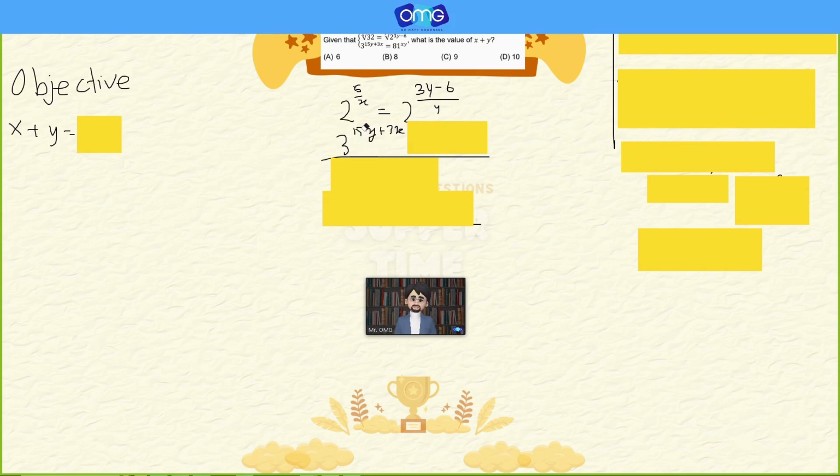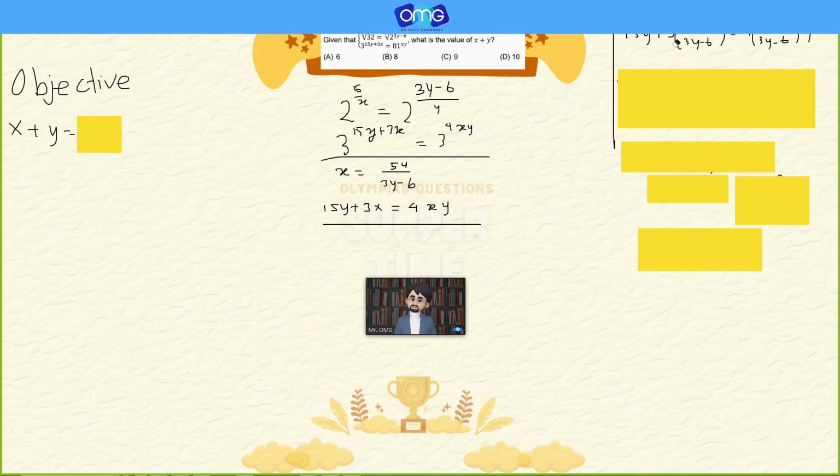The other one is 3 to the power of 15y, we don't change anything, while 81 is 3 to the power of 4. So by comparing the exponents, x equals 5y over 3y minus 6, while the other one is this. Our job is to substitute x here to find the value of x and y. This is the x, we substitute into 15y plus 3x equals 4xy.